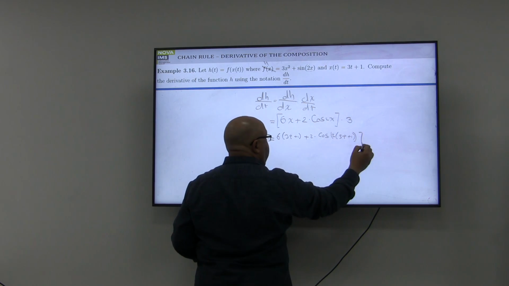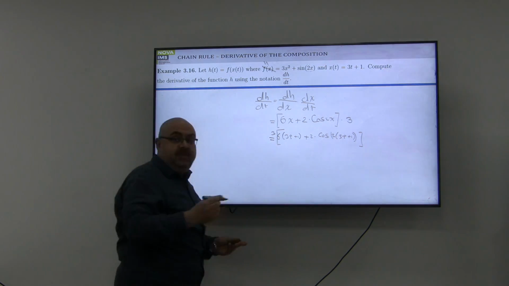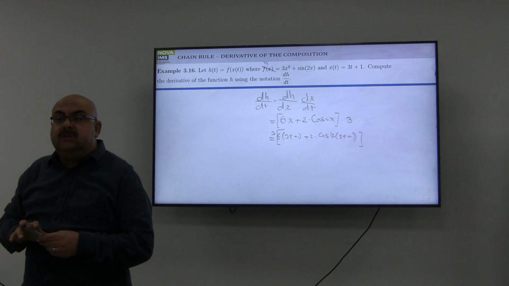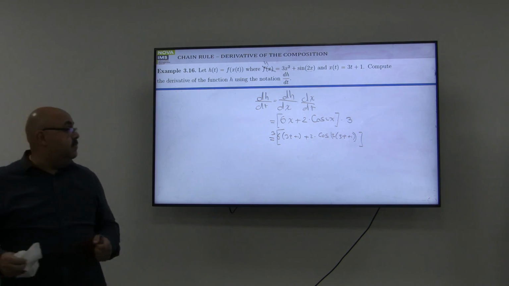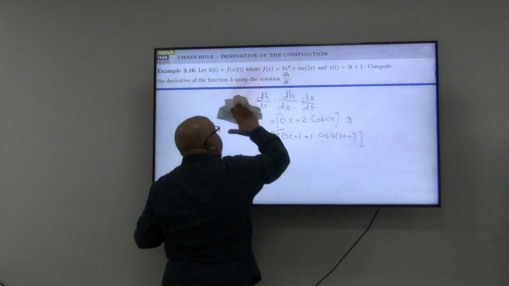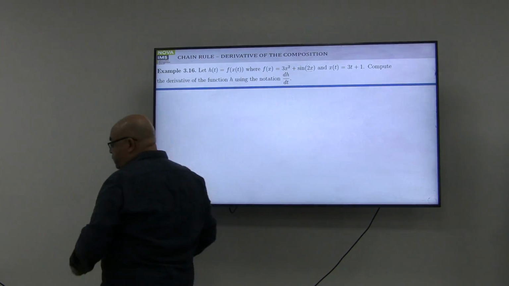Start simplifying everything, and don't forget all of this value is already multiplied by 3. Then start simplifying other terms and simplify this expression. As I told you, in a similar manner, we can do exactly the same.